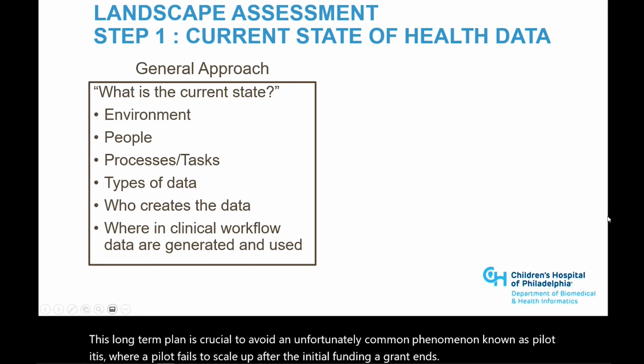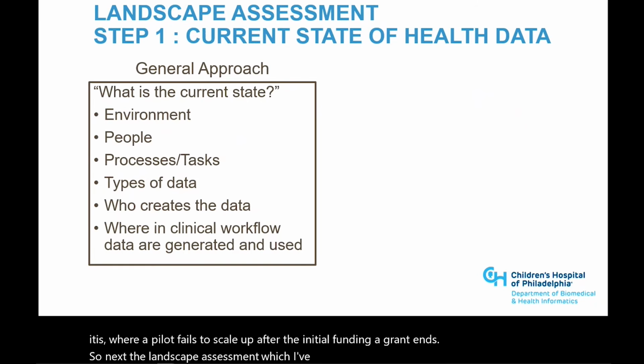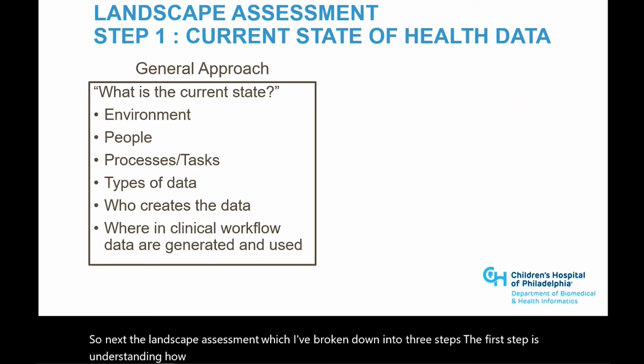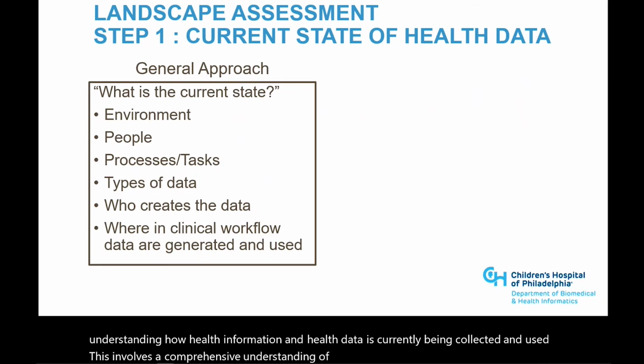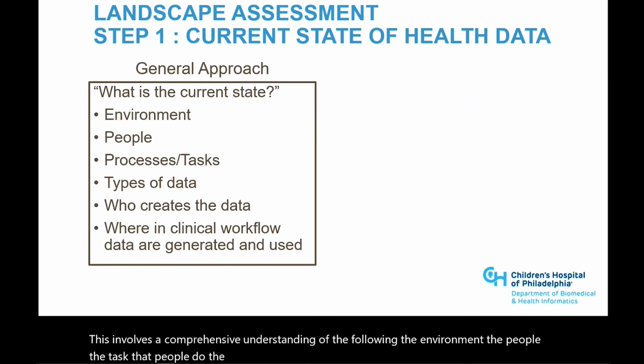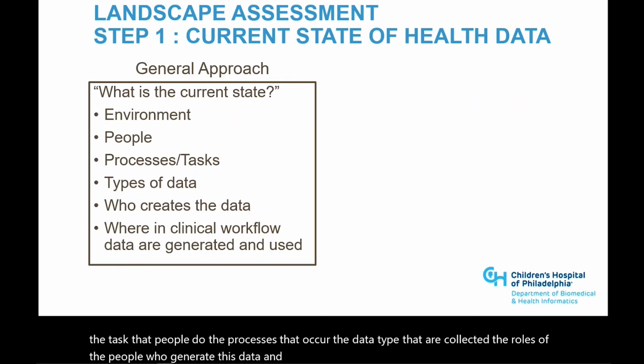So next, the landscape assessment, which I've broken down into 3 steps. The first step is understanding how health information and health data is currently being collected and used. This involves a comprehensive understanding of the following: the environment, the people, the tasks that people do, the processes that occur, the data types that are collected, the roles of the people who generate this data, and where in the clinic workflow data are generated and used.